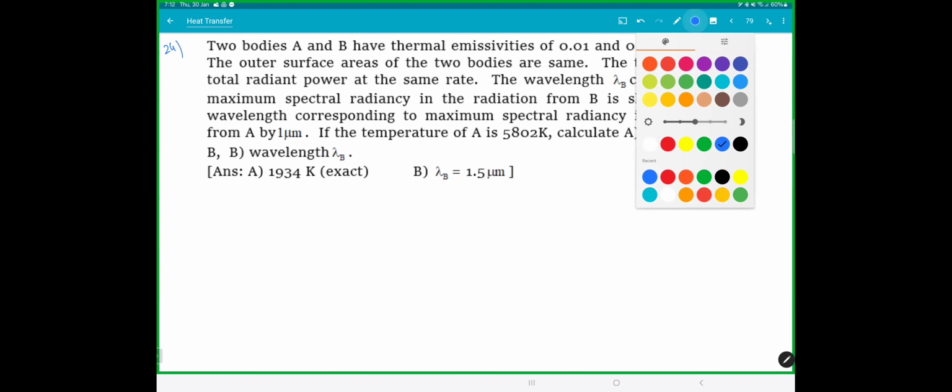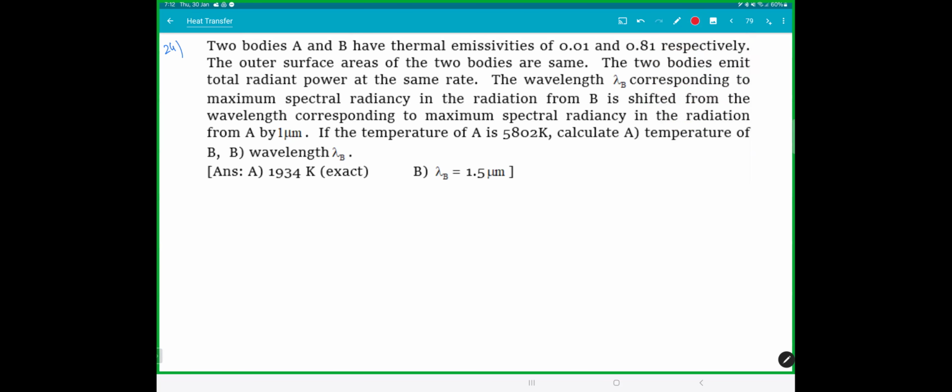Let's read the question. First thing, there are a few words here. The outer surfaces of the bodies are the same, meaning they have the same material. The radiant power is at the same rate.